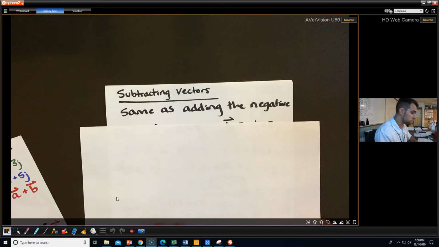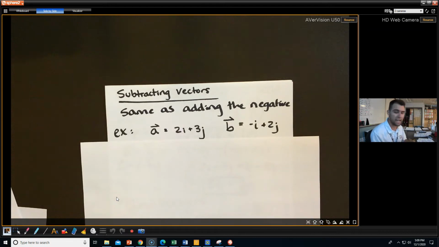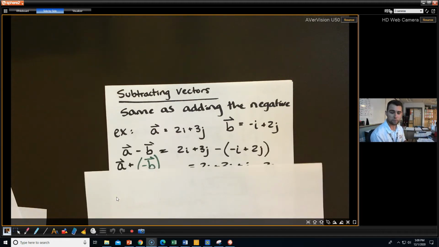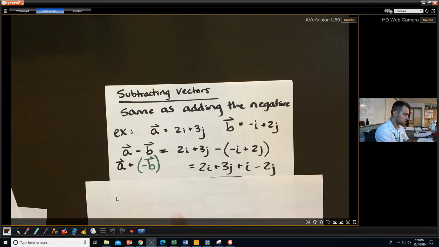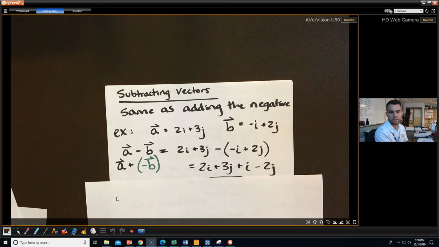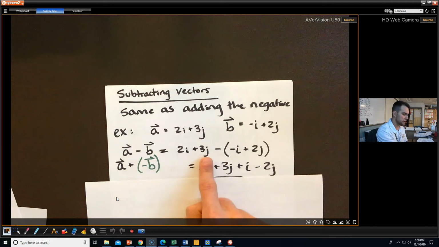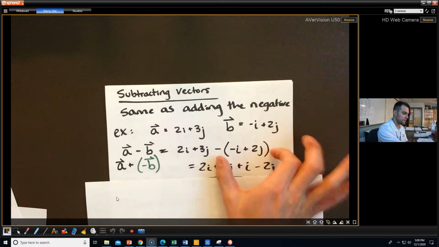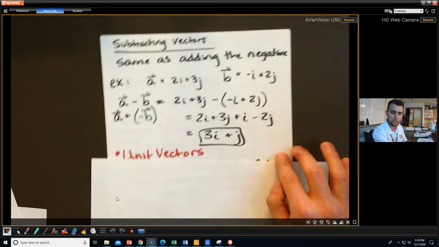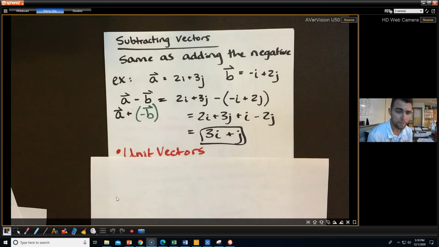Subtracting vectors. Subtracting vectors is the same as adding the negative, okay? So if I have these two vectors and I want to do the subtraction of it, well, that is the same thing as just doing A plus the negative of B. So you'll take this first vector, the 2i plus 3j, minus whatever your B is. And so, again, I'm just going to distribute this negative to my components in here. So I end up with this guy right here, the signs changed, and then I combine my like components, and so I get 3i plus j. That is the answer of A vector minus B vector.